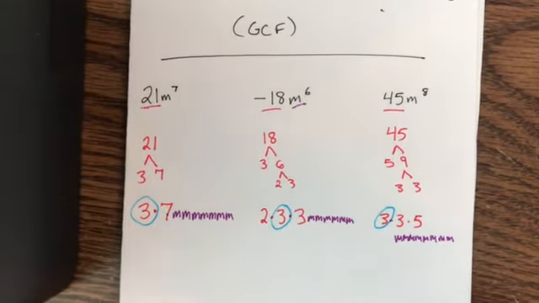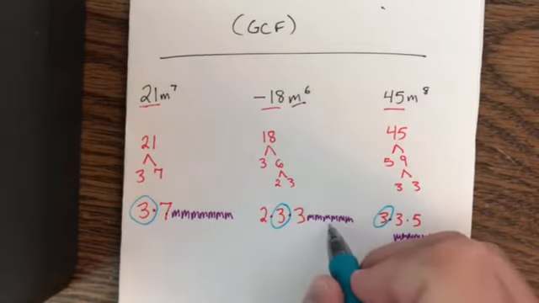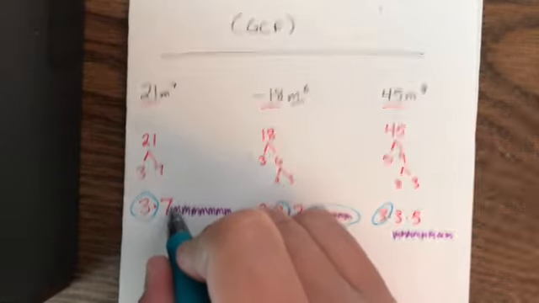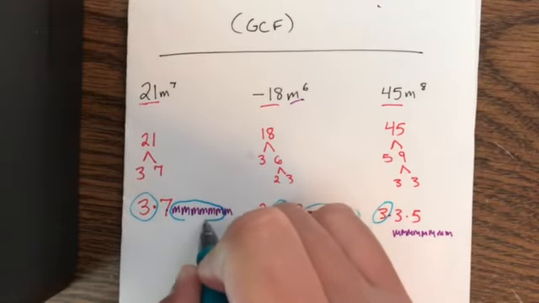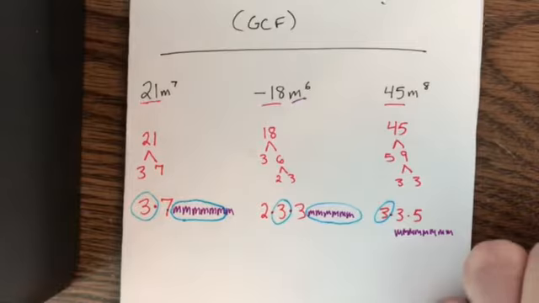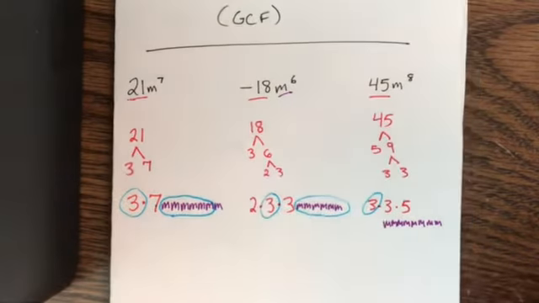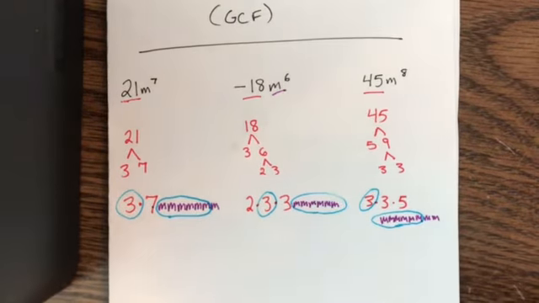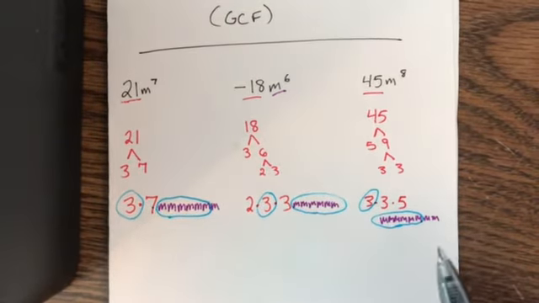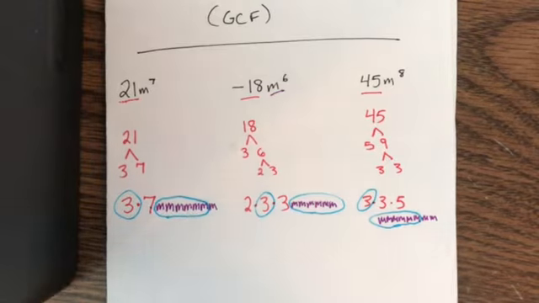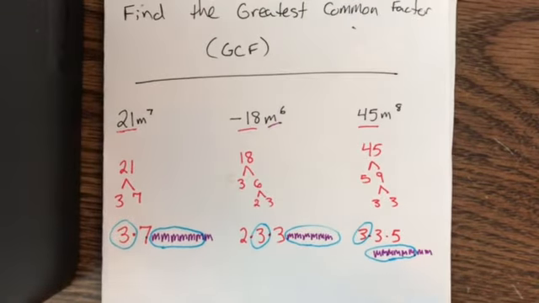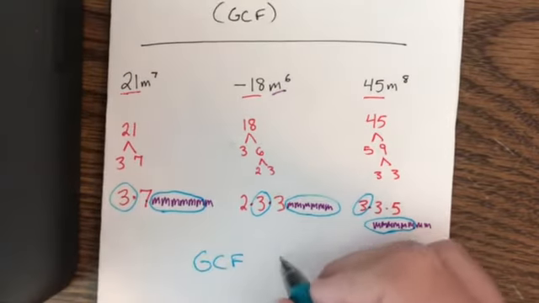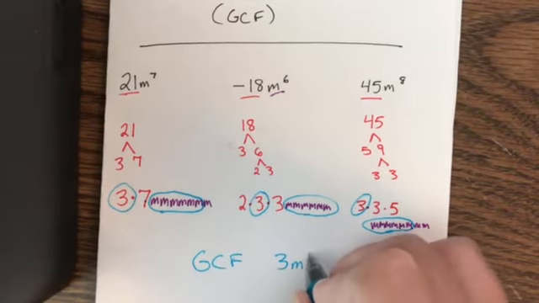Okay, now as far as the variable part goes, I've got m times itself 6 times here. I've got m times itself 6 times here, and then one more for 7. Then I've got m times itself 8 times here. So there's essentially m to the 6th common to all 3 terms. So if I want to know what the GCF is, well, the GCF is 3m to the 6th.